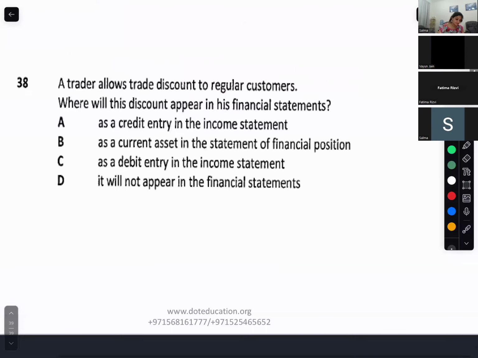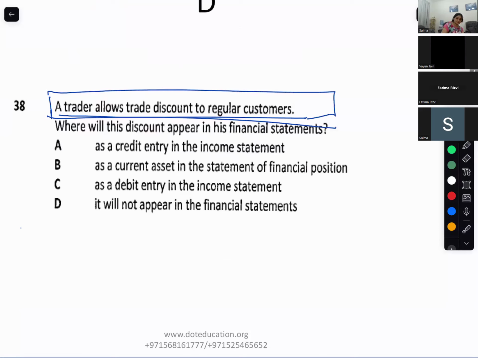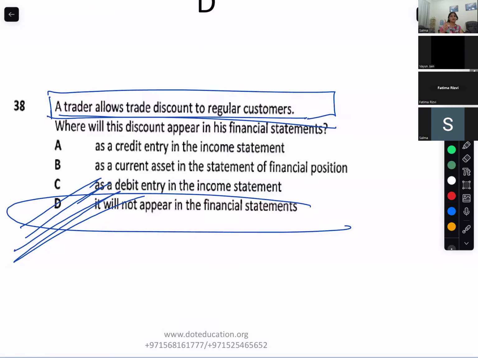Bayun. Yeah, miss. Question 28. A trader allows discount to regular customers. Where will this discount appear in his financial statement? Miss, discounts in general, they don't appear in the financial statement. Trade discount does not appear in the financial statement. I'm repeating again. Cash discount does appear. Okay, fine, miss. So this will not appear in the financial statements.